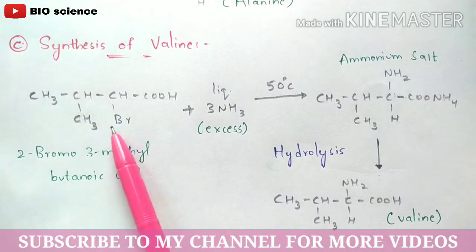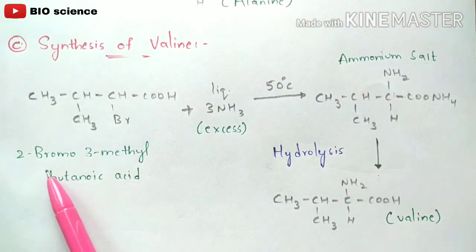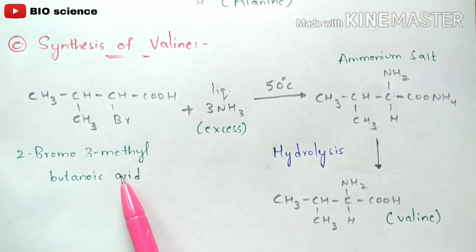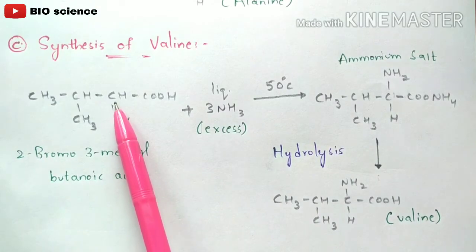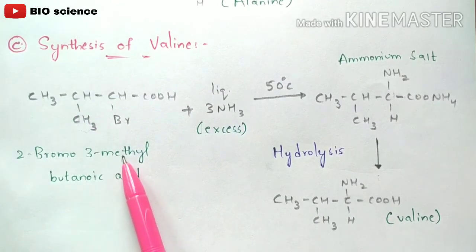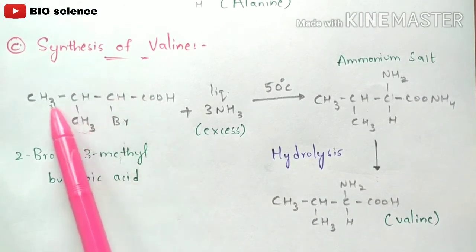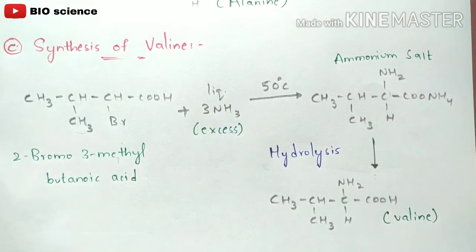You are going to take the alpha halogenated acid, but here what you are going to take is 2-bromo-3-methylbutanoic acid. Here at the second carbon, a bromine group is present. At the third carbon, a methyl group is present. CH3 is nothing but the methyl group, right? So you can name it as 2-bromo-3-methylbutanoic acid, because 4 carbon atoms are present over there.